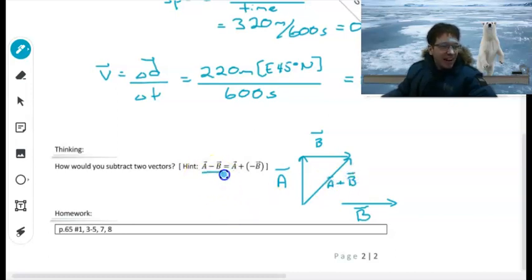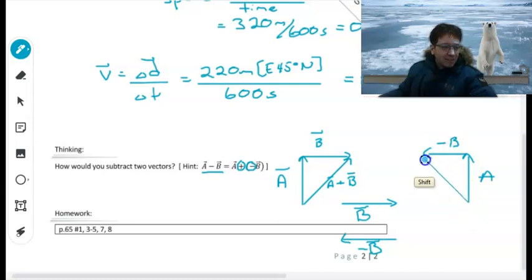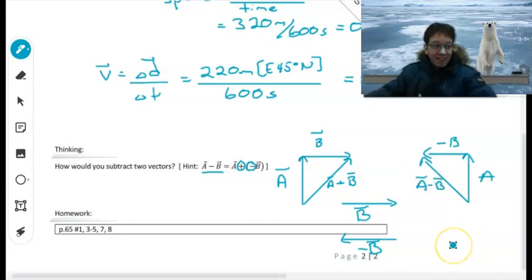But what if you wanted to figure out what A minus B is? If you wanted to figure out what A minus B is, the easiest thing would be to add the opposite vector B. So if this is B, then negative B has the same length, but in the opposite direction. So now what I could do is take A, here's A, and I can add negative B, like this. This is negative B, and you would get A minus B. So the easiest way to subtract vectors is simply to add the negative vector.